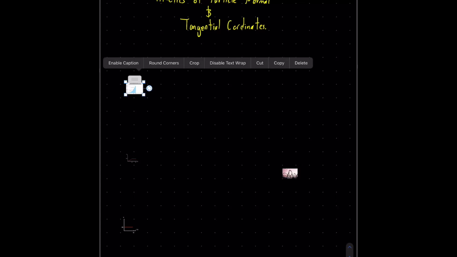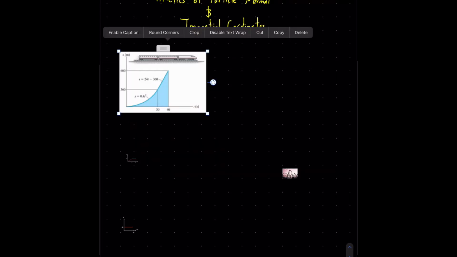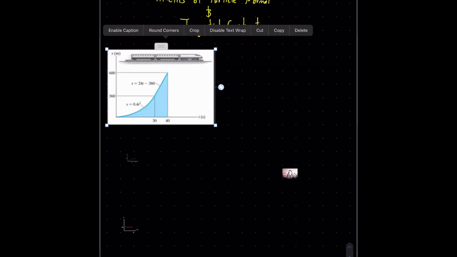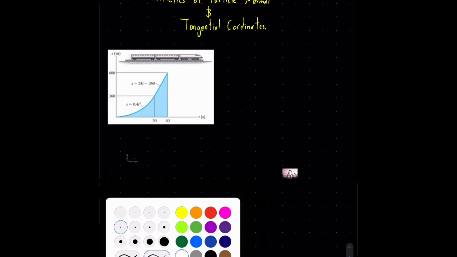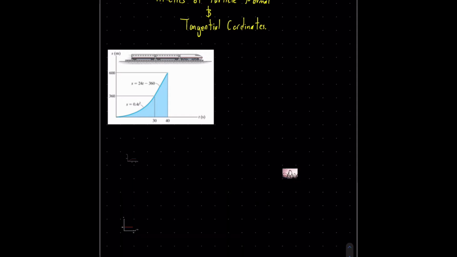Take, for instance, this train here. This train is moving according to the graph of its position, which means, for example, that in 30 seconds this train would have moved 360 meters in 30 seconds.